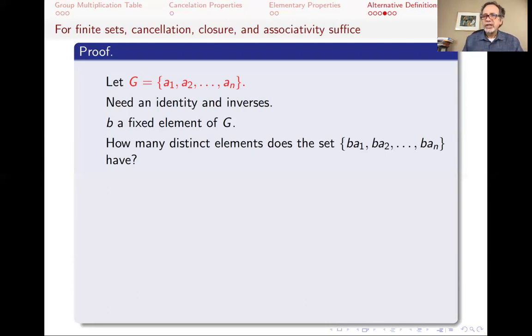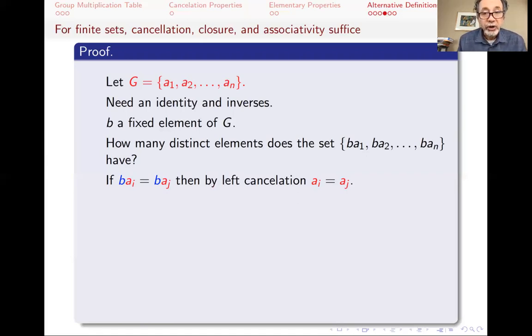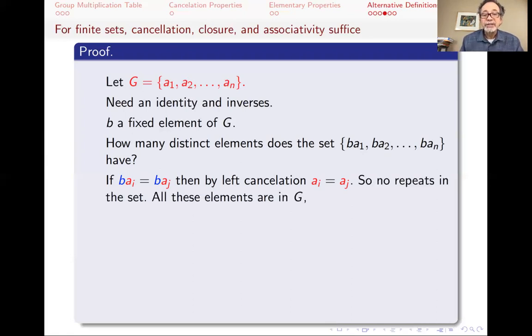And I'm going to ask, could any of these be the same? And the answer is no. If two of them were the same, if BAI was the same as BAJ, then I could cancel on the left and I would get AI equals AJ. So if AI and AJ are different, BAI and BAJ will be different also, which means that set of elements has n elements. There are no repeats in it and there are n elements. And all of them are in G. So this must be exactly G.